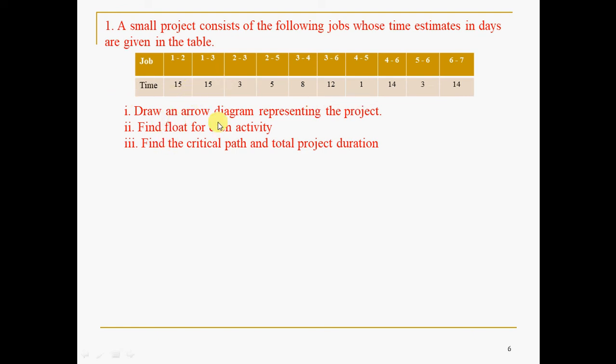What to do with this data? You have to draw the arrow diagram. You have to find float for each activity by the concept that we have discussed, and the critical path and the project duration. Once you get the critical path, the duration of the critical path is the project duration. Now coming to the solution, the first one is the project network.